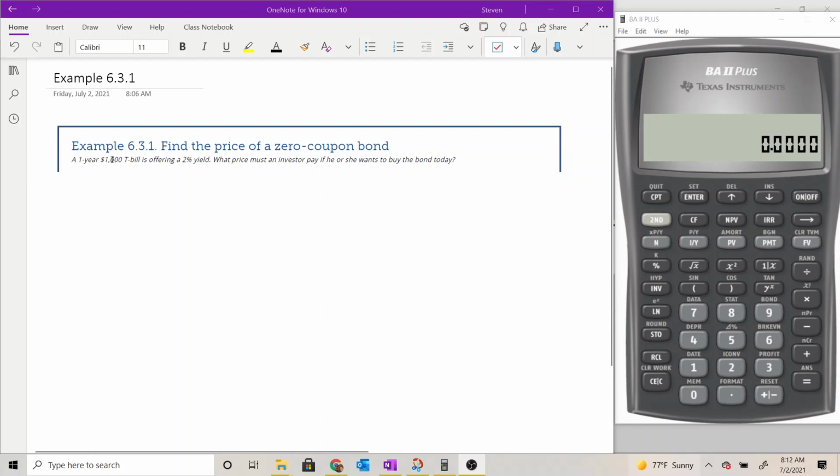Example 6.3.1. The setup for this one says a 1-year $1,000 T-bill is offering a 2% yield. What price must an investor pay if he or she wants to buy the bond today?